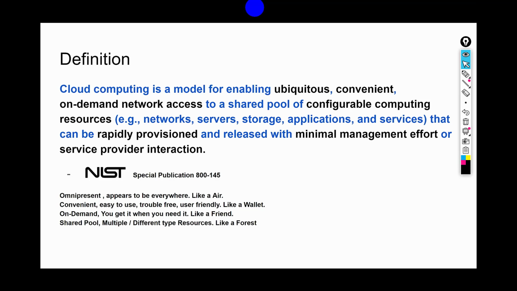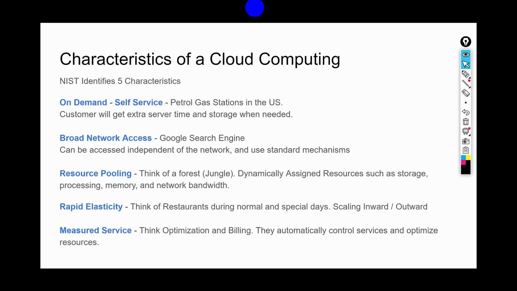I kind of like to think about it like a forest. This concept came to me after I saw the movie Avatar. They basically use the forest as a pool of resources. It gives them everything. So that's what I think about when I think about shared pool. So some things to remember. Alright, so NIST, as I said, identified these 5 characteristics of cloud computing. If you understand what these things mean, I think that'll be more than enough for the exam.